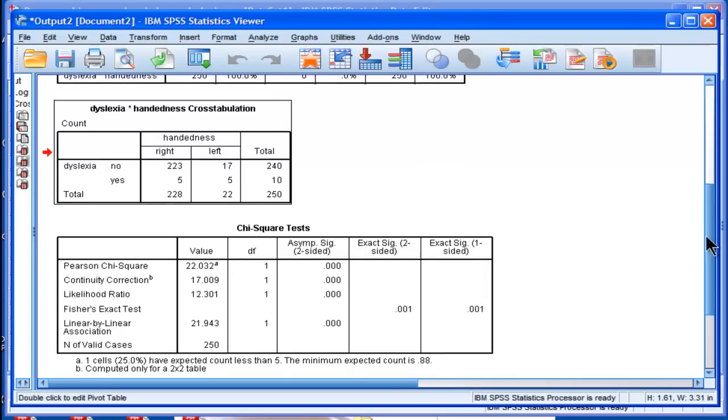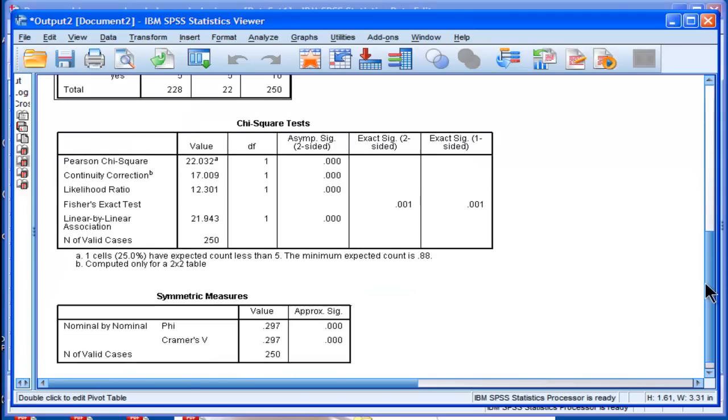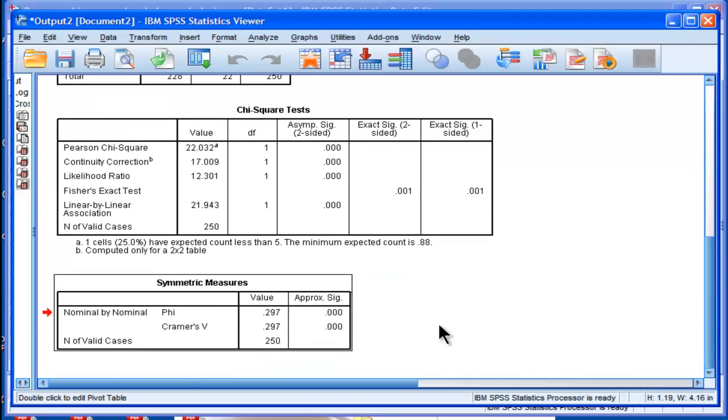You also have to say, well, what is the relationship? And that's what this table here tells us. And this is called phi, or Cramer's V. And they're both basically the same thing. And it's telling us that there is an association equivalent to basically rounded 0.30 between handedness and likelihood of reporting that you're dyslexic. So it's basically a Pearson correlation.